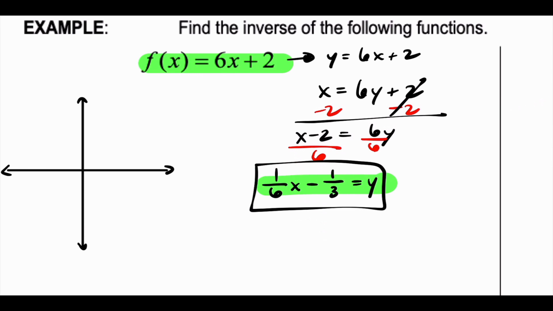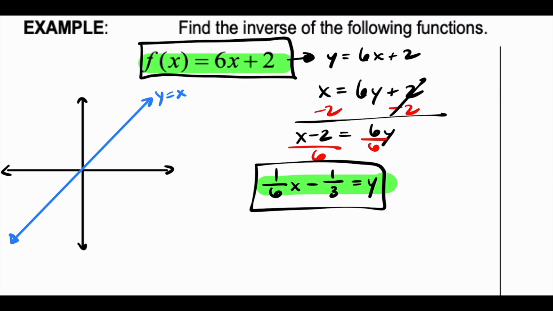If I was to graph both of them, they would reflect each other across that blue line there. That's the line y equals x. So if I was to graph them both on Desmos or a graphing calculator or by hand, if I had a dot, like for example this guy right here, if I plug in 0, I have a dot at (0, 2). Right there.